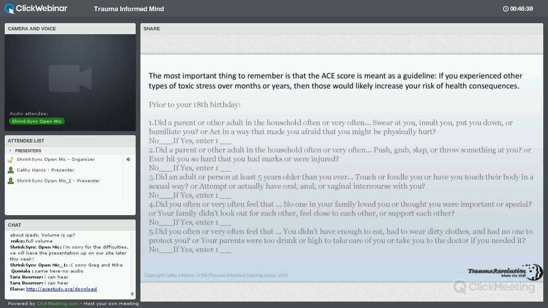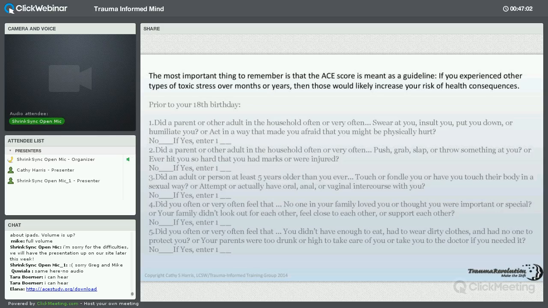So some of these questions are: did a parent or other adult in the household often or very often swear at you, insult you, put you down, or humiliate you, or act in a way that made you afraid that you might be physically hurt? You can see that's very different from asking, were you abused? Did a parent or other adult in the household often or very often push, grab, slap, or throw something at you, or ever hit you so hard that you had marks or were injured?